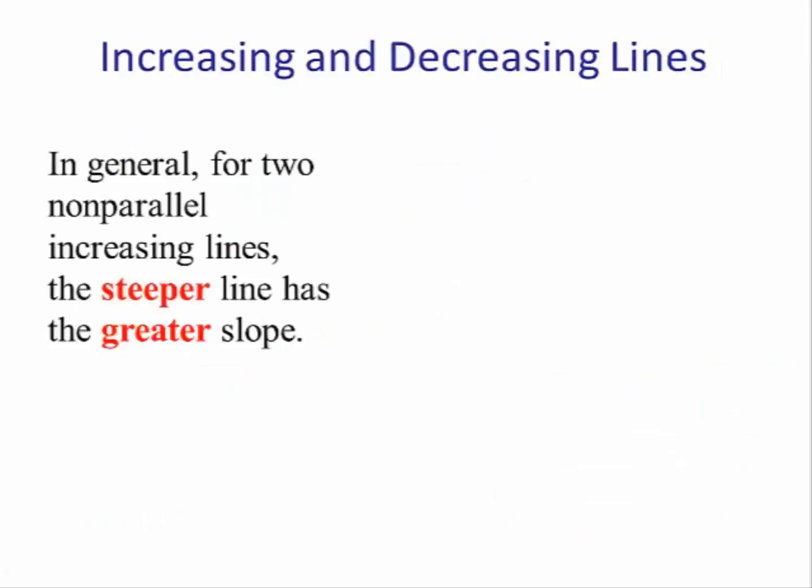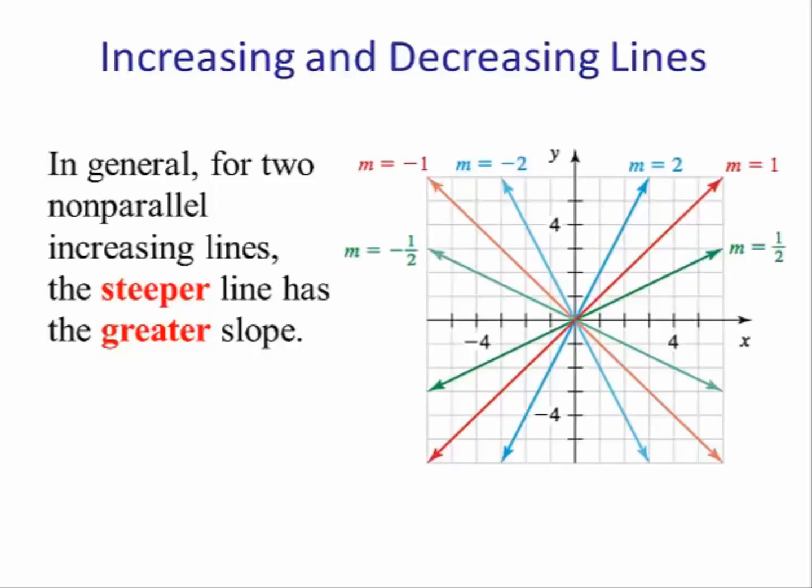In general, for 2 non-parallel increasing lines, the steeper line has the greater slope. If we look here at the green line, which has a slope of 1/2, a half, the red line has a slope of 1. It's larger and the line is steeper. If we look at the blue line here, this has a slope of positive 2, so it's even larger than this line. And this also works going in the negative direction.